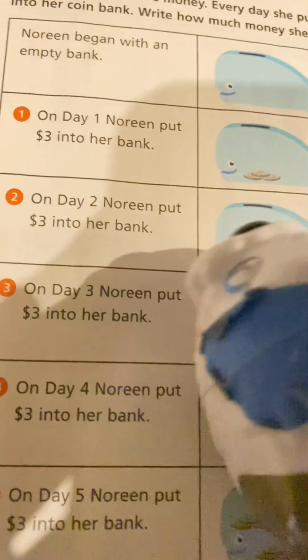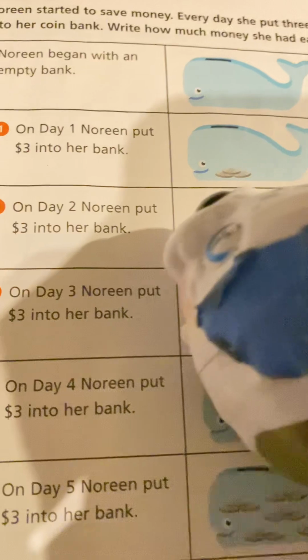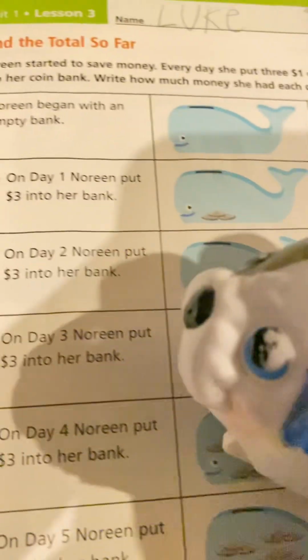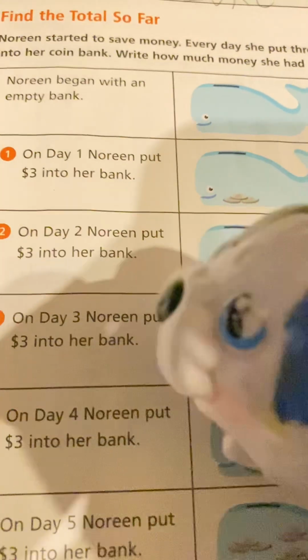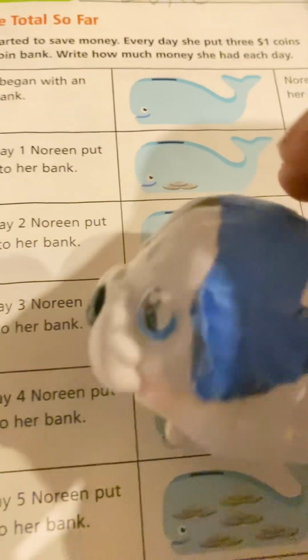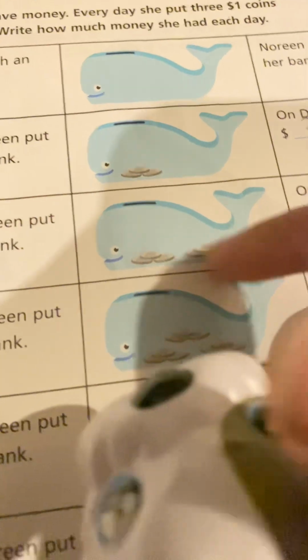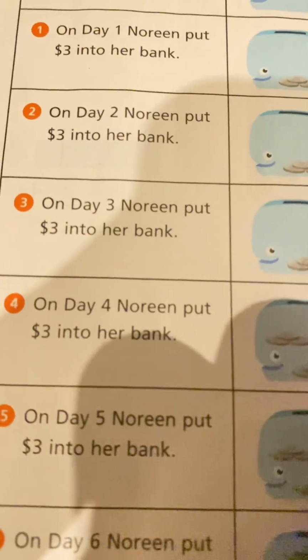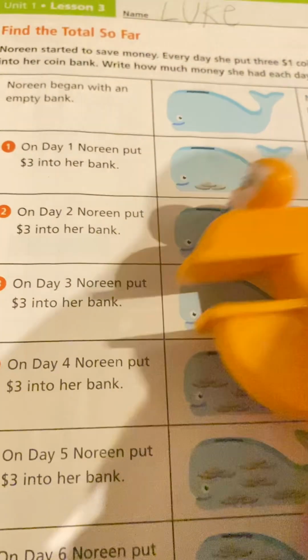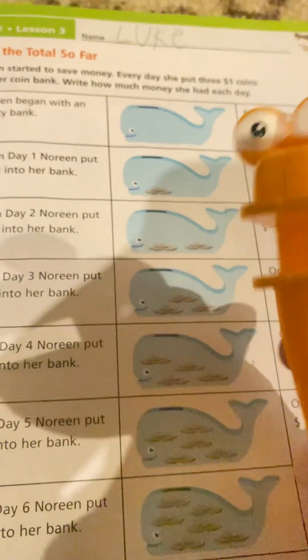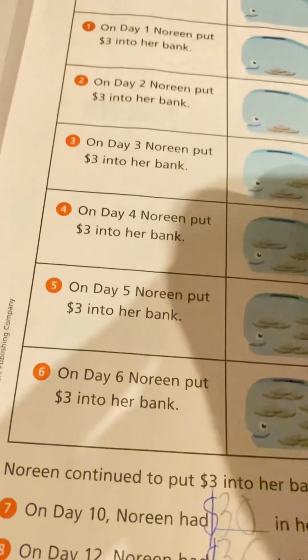3, right? So, $3. On day 2, Noreen put $3 into her bank. Okay, so on day 1, Noreen put $3 into her bank. On day 2, she put $3 more into her bank. 3 plus 3 is 6. So that's $6 in her bank. That's right. On day 3, Noreen put $3 more into her bank. 6 plus 3 is 9. $9 in her bank. That's right.